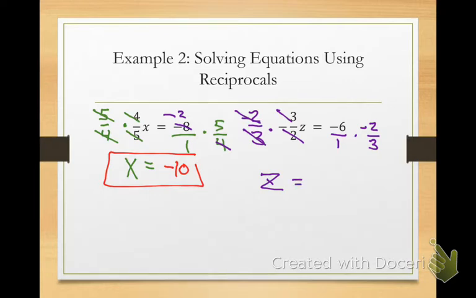All right, Jack, what'd you get for your answer? 4. Yes, z equals 4. Now, you could cross-reduce this to negative 2, and negative 2 times negative 2 is positive 4. Did anybody else get 4? Okay.